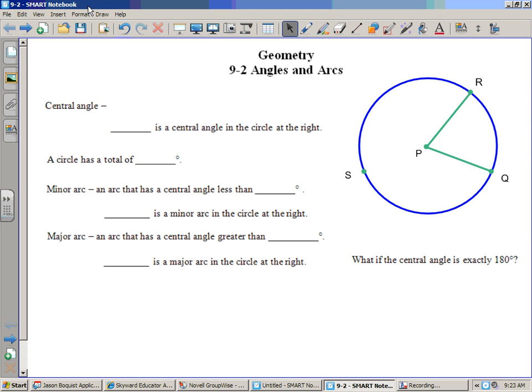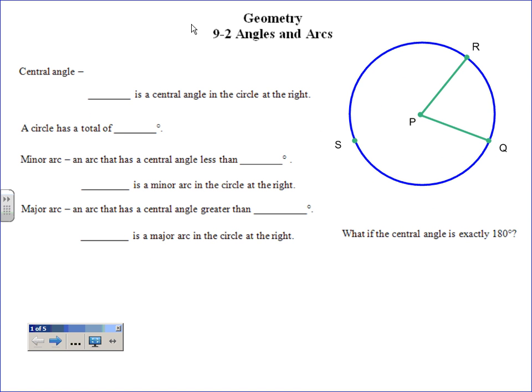So basically, to be a central angle, it has to obviously be in a circle, and the vertex of that angle actually has to be in there. And I gave you different colors here so you can see that green is really the angle we're talking about, right? And so that is a central angle because if you look at angle P right there, you can see it is in the center of the circle.